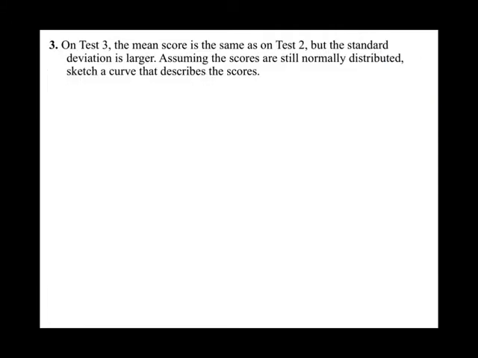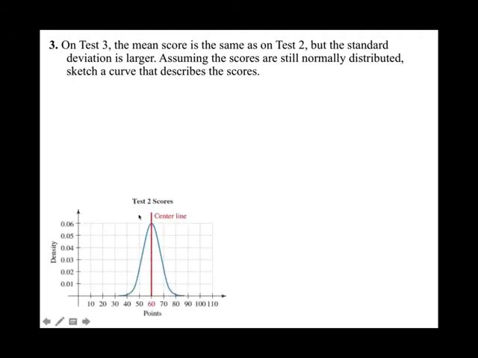On test 3, the mean score is the same as on test 2, but the standard deviation is larger. So look at the picture of the test 2 score. The mean doesn't change, so we still keep the 60 in here. But the standard deviation is larger, so we know that we're going to sketch the curve much wider than the test 2 score.